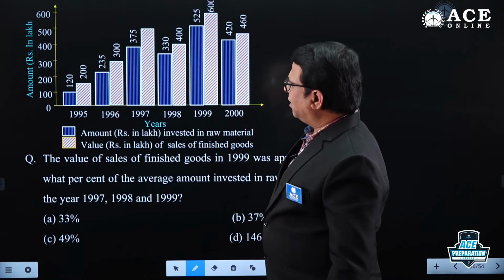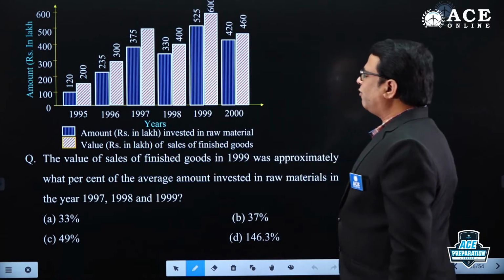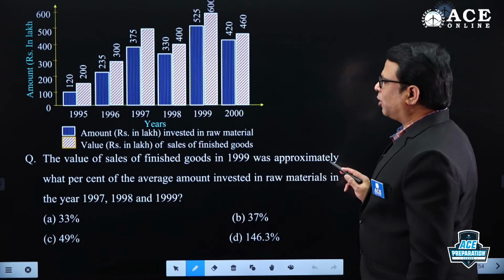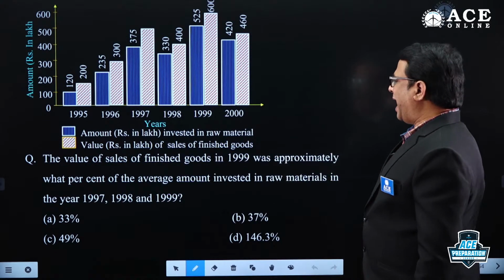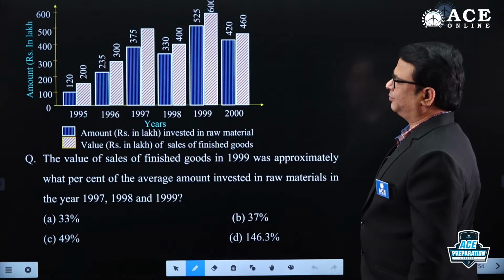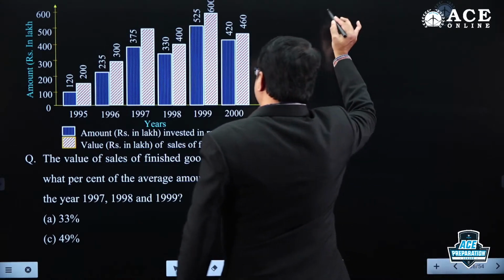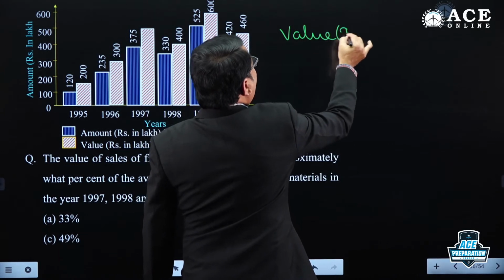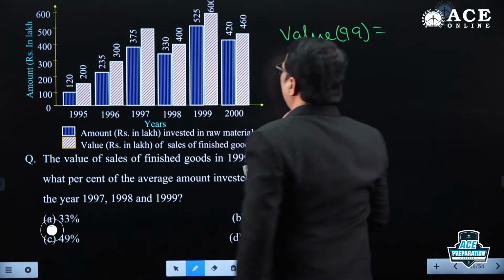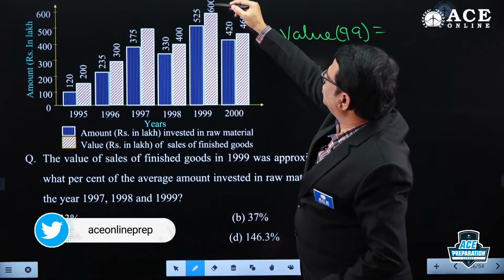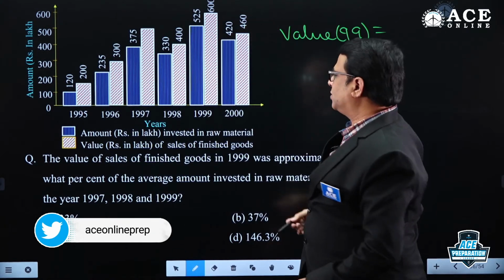Okay, then what is the question? The value of sales of finished goods in 1999 was approximately what percent of the average amount invested in raw materials in the years 1997, 98 and 99. Now, what is the value in 1999? You can see the value of the finished goods in 1999 is 600. So I take 600.